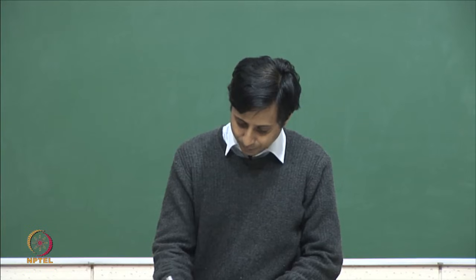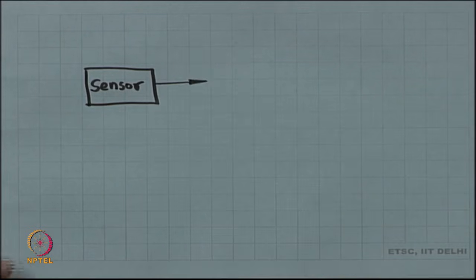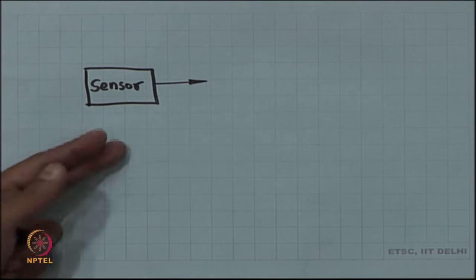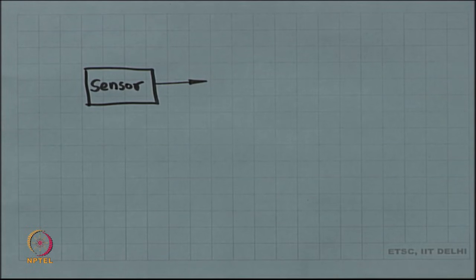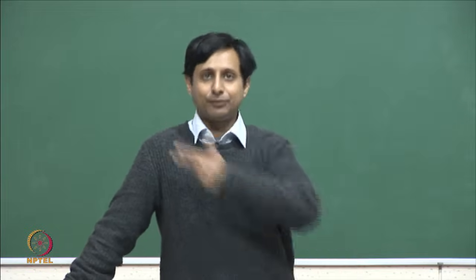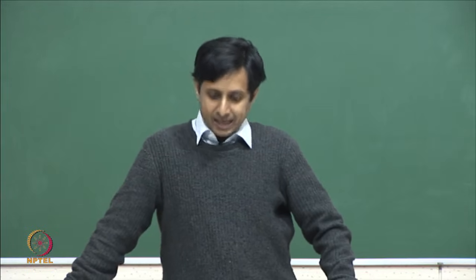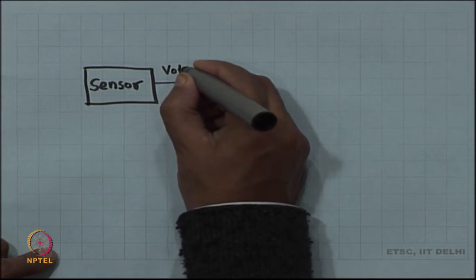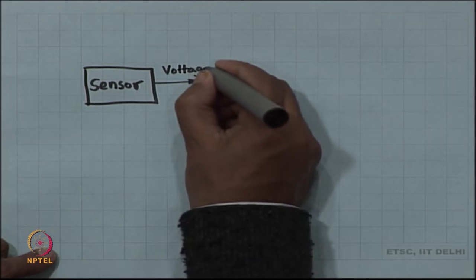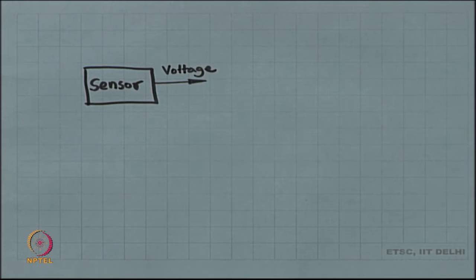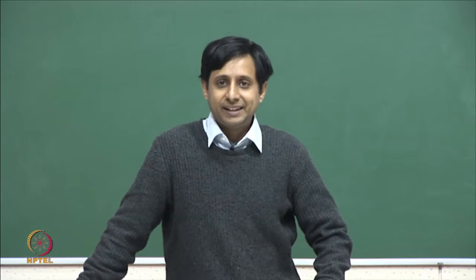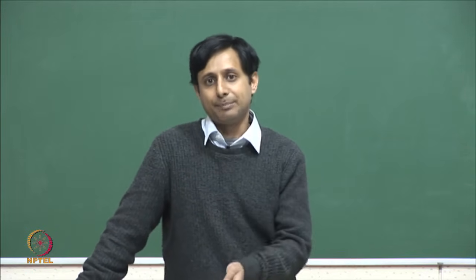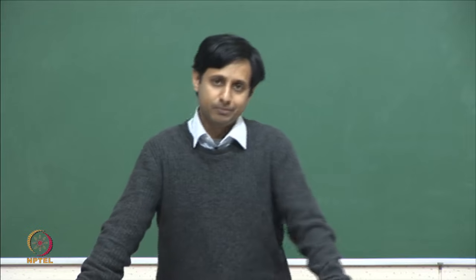So, this sensor is going to produce a voltage. I am saying a voltage, but in case of an array of pixels, it is a set of voltages, right. And what is the first thing that you have to do? The first thing that you have to do is to make sure that the amount of noise in the system does not corrupt what has been sensed.